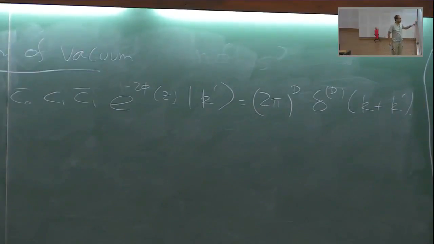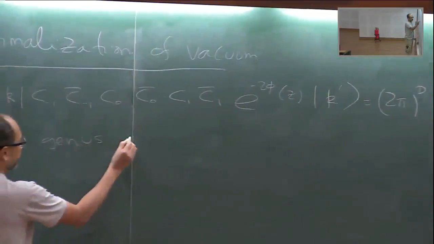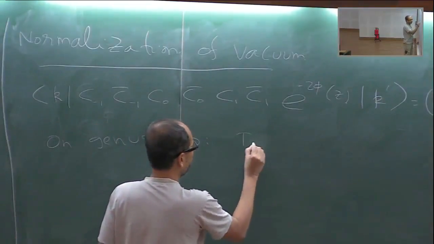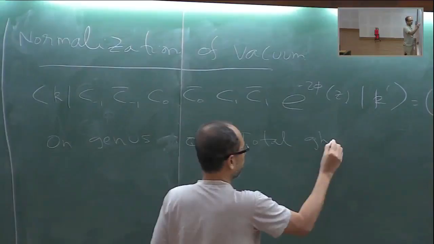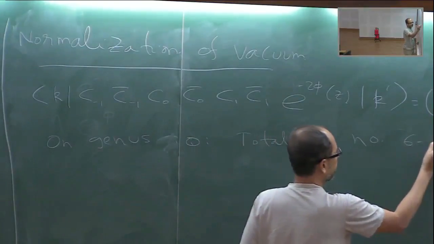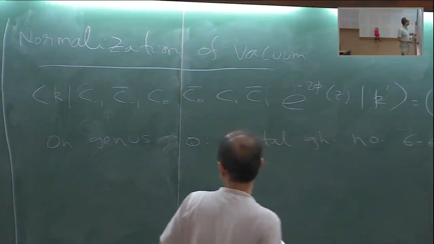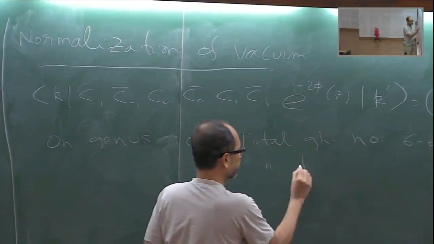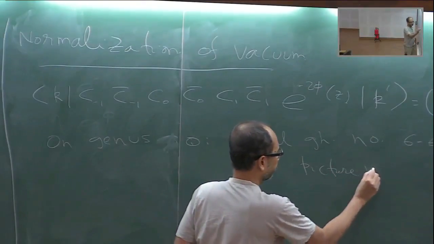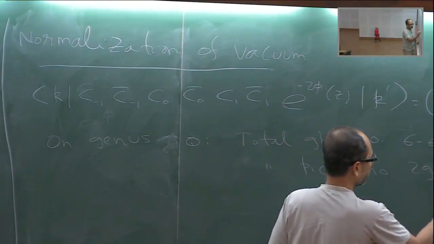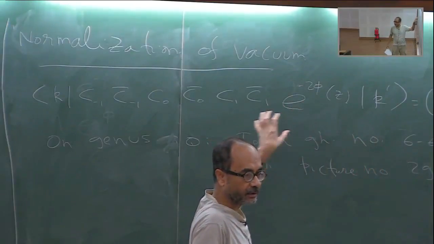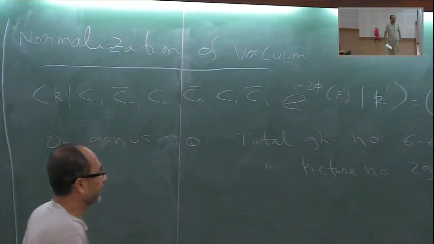And notice that on genus 0, which is what this matrix element is about, we need total ghost number 6 minus 6g, I had said, right? That is 6. That's what you have here, 4 factors of C. And total picture number was 2g minus 2, which is minus 2, and that's what you have here because of e to the minus 2 phi. Okay, so these are necessary in order to provide the correct ghost number and picture number. And this is the way we will normalize our vacuum.